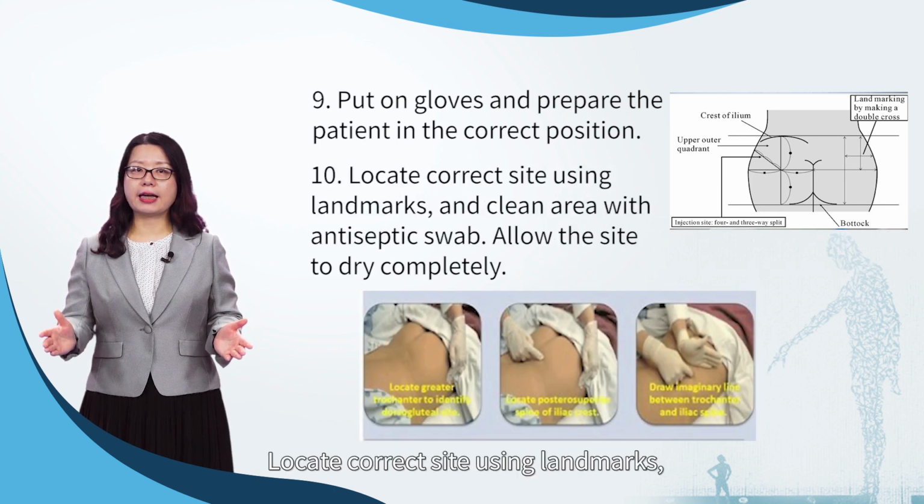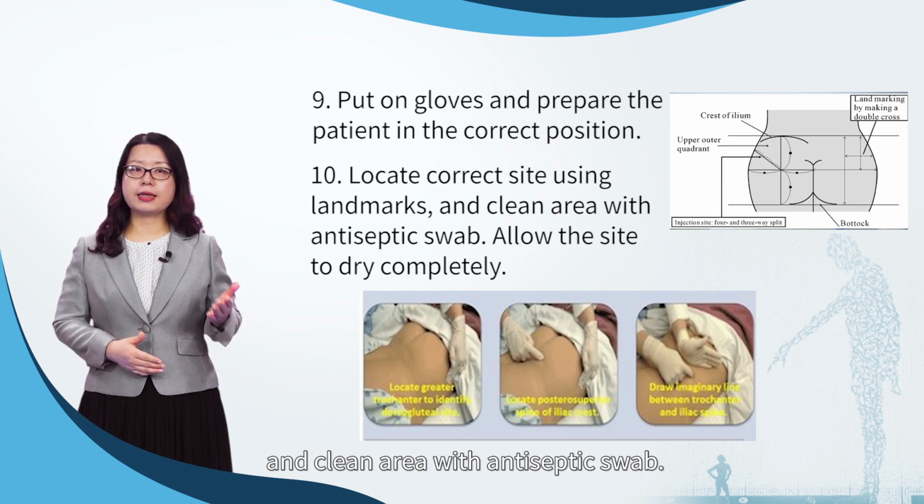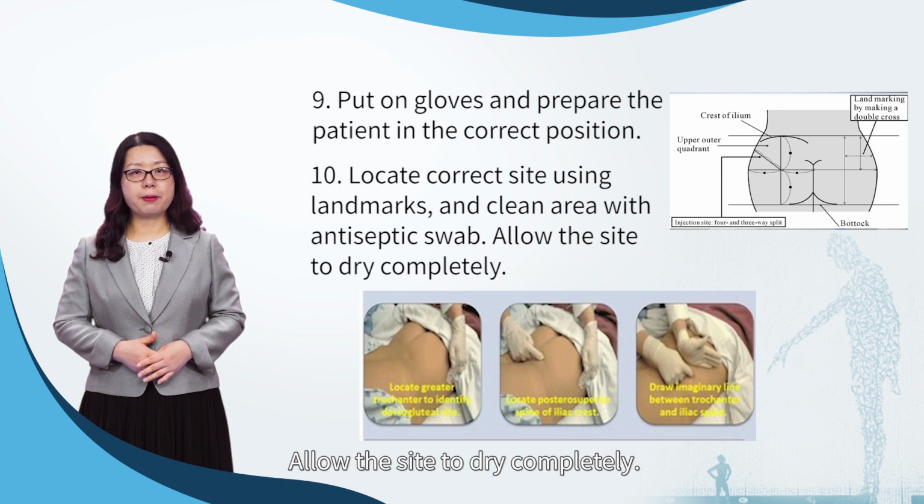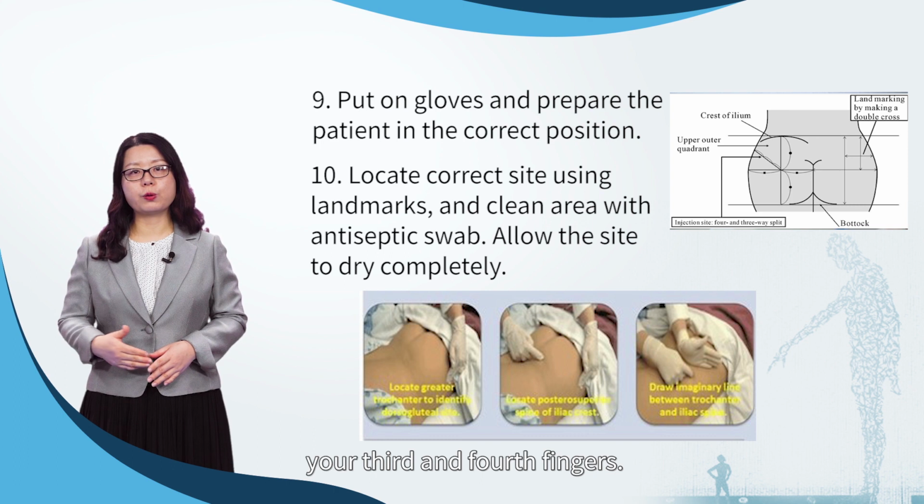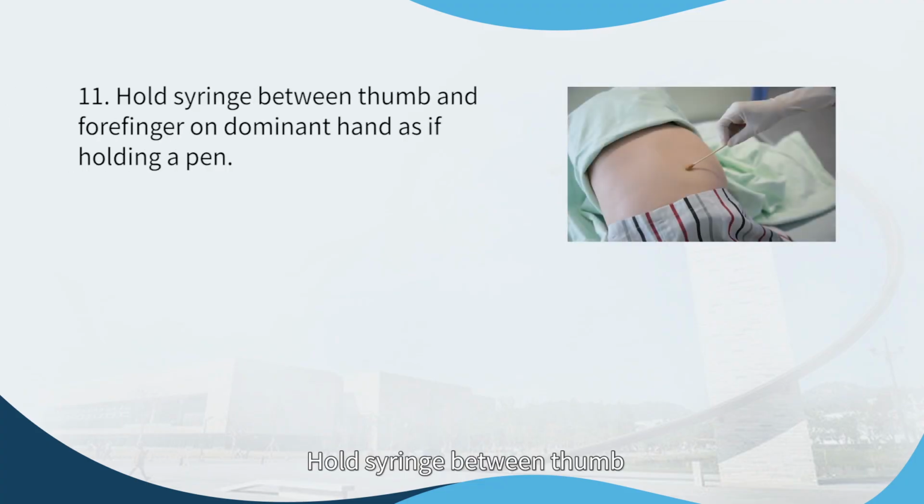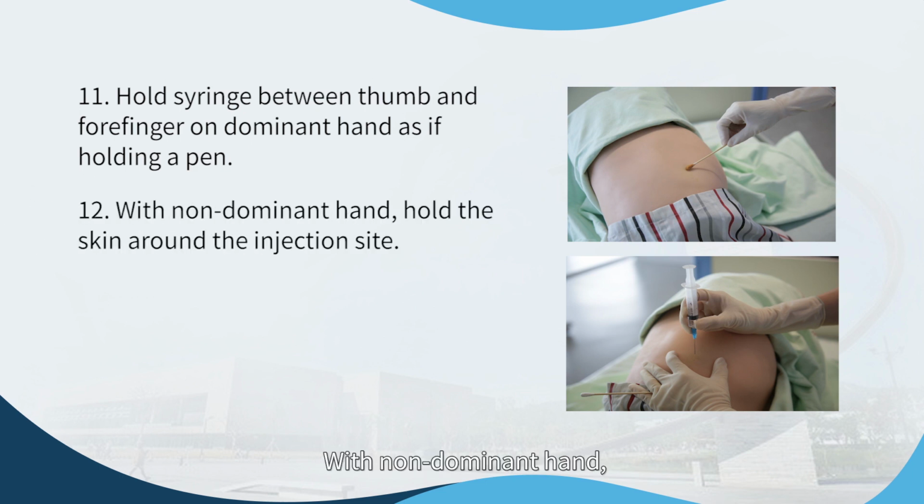Locate the correct site using landmarks and clean the area with an antiseptic swab. Allow the site to dry completely. Place a clean swab between your 3rd and 4th fingers. Hold the syringe between thumb and forefinger of the dominant hand as if holding a pen. With the non-dominant hand, hold the skin around the injection site.